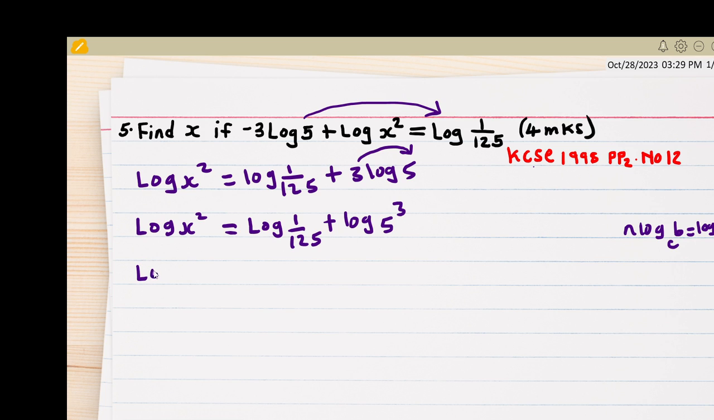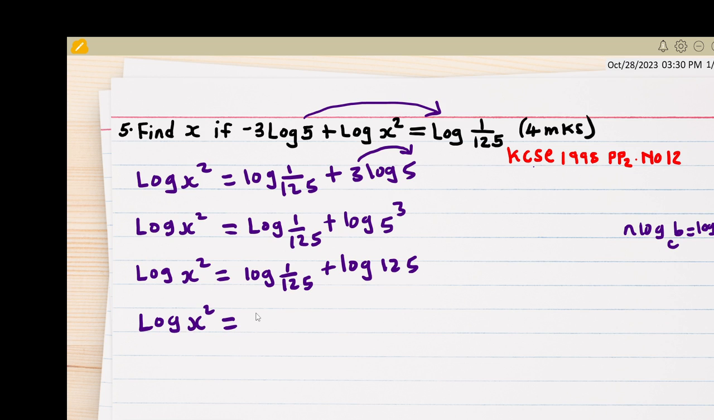So this will be the logarithm of x squared being equal to the logarithm of 1 over 125, plus the logarithm of 5 to the power of 3, which is 125. So the logarithm of x squared will be equal to the logarithm of 1 over 125. Remember, when you add, you are supposed to multiply. So because of the addition, I'm going to multiply, based on the first law, by 125.